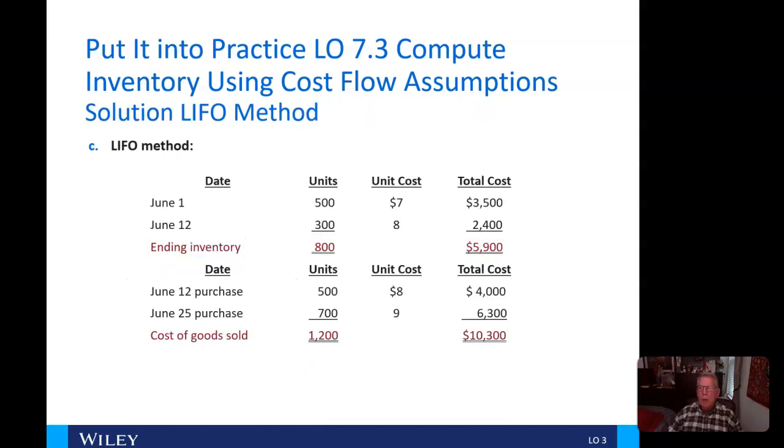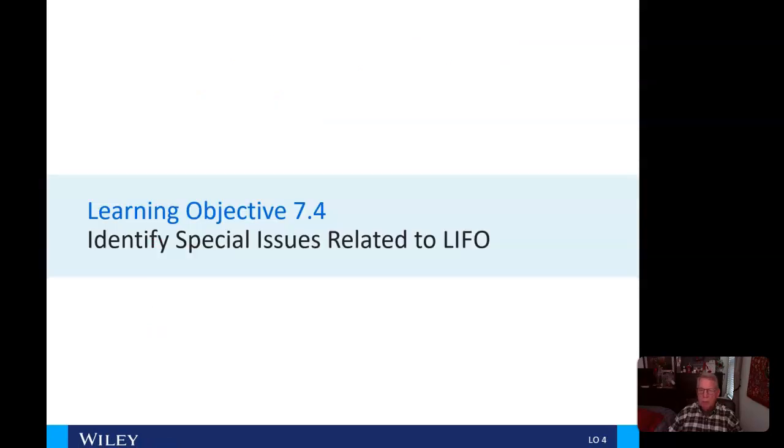So now under LIFO, we do it the opposite way of FIFO. We're going to sell from the bottom and keep from the top. So as you can see, we're keeping from the top here with ending inventory of 800 units, and we are selling from the bottom, the most expensive products here, and we get 10,300 under a periodic system.